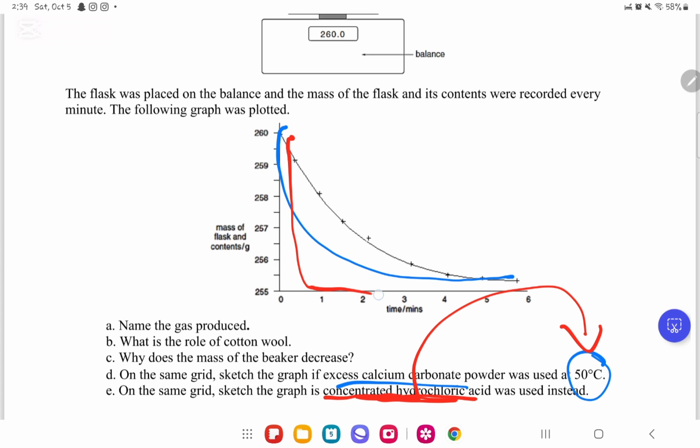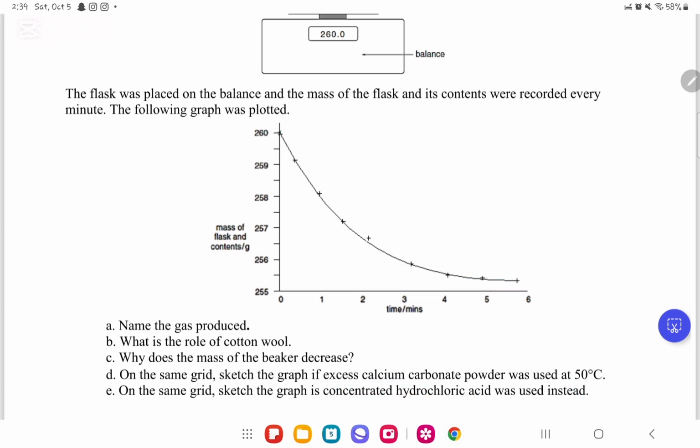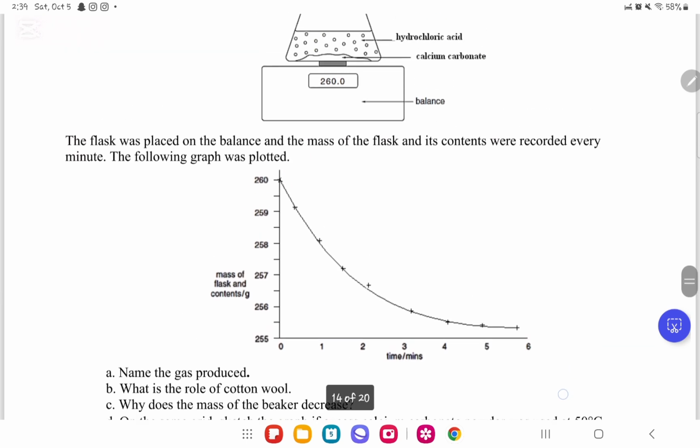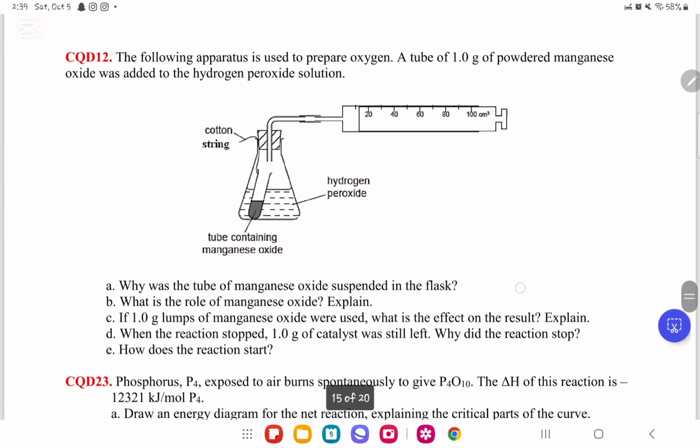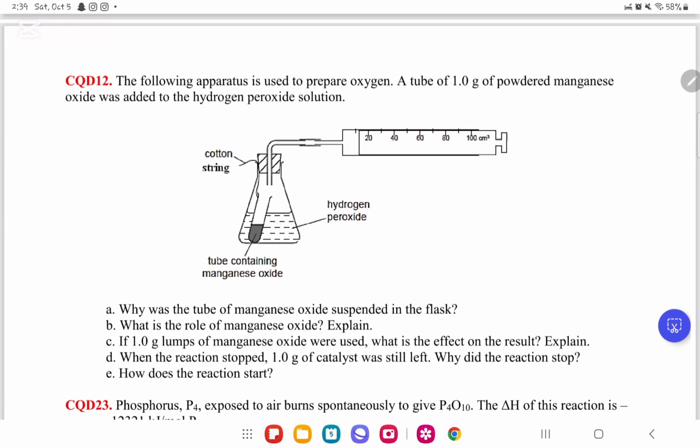So the slope will look something like this. So that was for question CQD 11. Now CQD 12. The following apparatus is used to prepare, not to prevent, to prepare oxygen. A tube of 1 gram of powdered manganese oxide was added to the hydrogen peroxide solution.